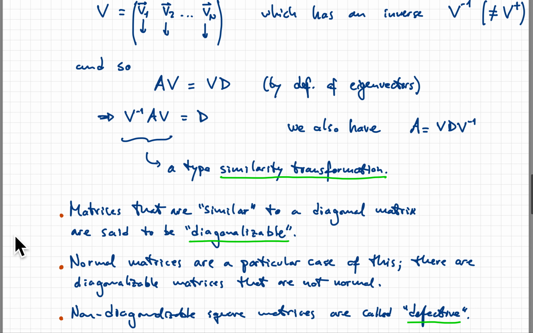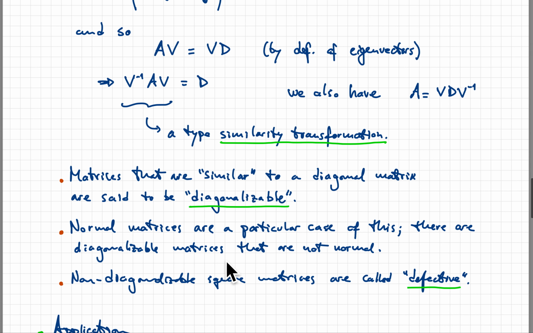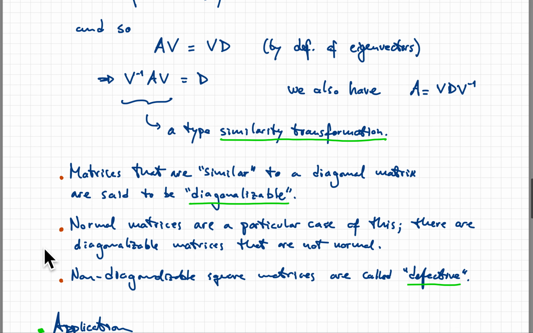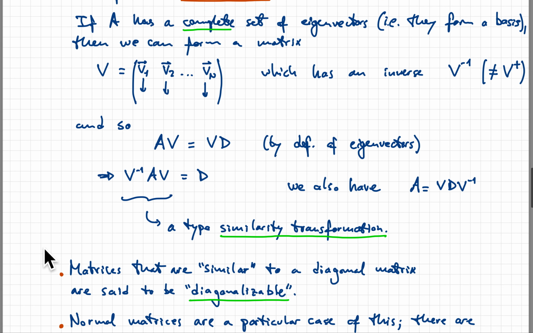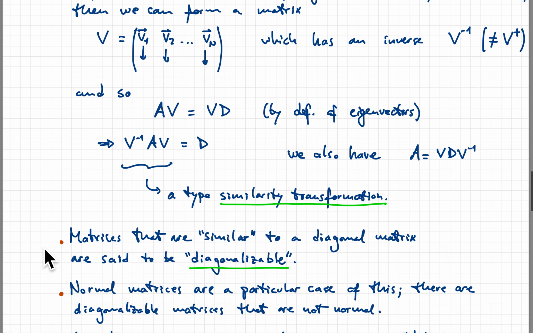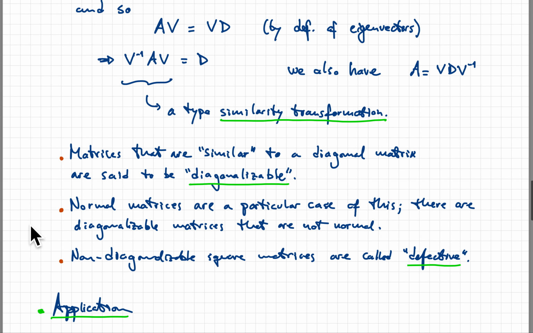Now, normal matrices are a particular case of diagonalizable matrices. There are diagonalizable matrices that are not normal, and there are also non-diagonalizable square matrices, and those are called defective. So it may be that you have a matrix that is not normal and also does not have a complete set of eigenvectors, and those are what we call defective matrices.